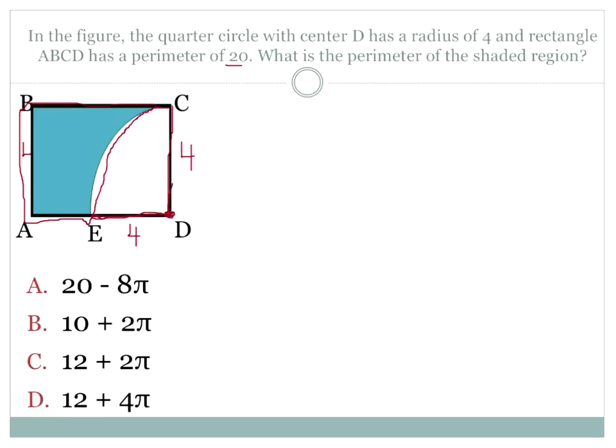We know AB is 4 because AB is opposite side CD, and we're told this is a rectangle, so we know a rectangle has 90-degree angles, and so we know that side is 4. We know the perimeter of the entire figure ABCD is 20. So since the figure has an entire perimeter of 20, can we figure out what the length of BC or the length of AD is? How might you be able to do that? Has someone figured that out?